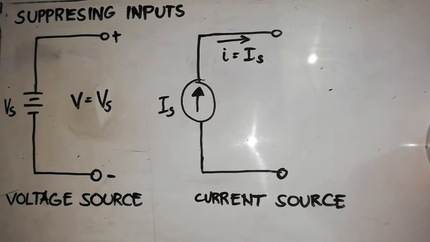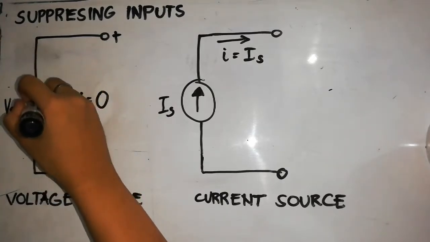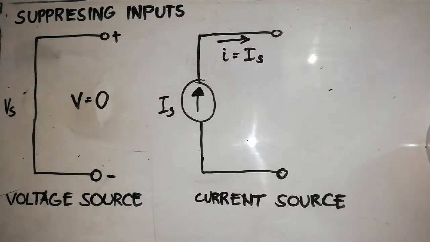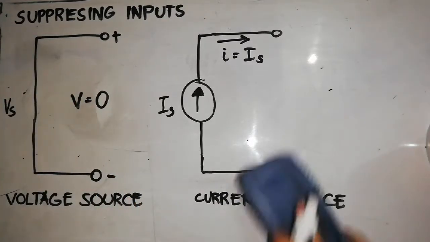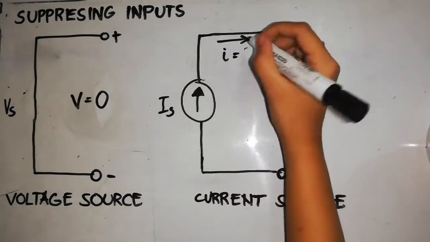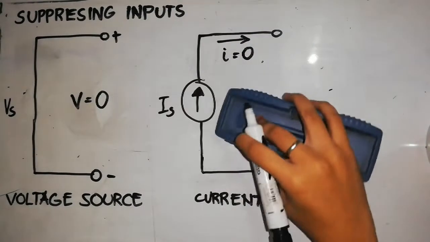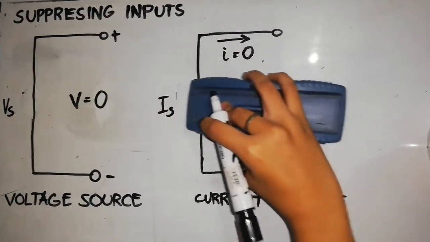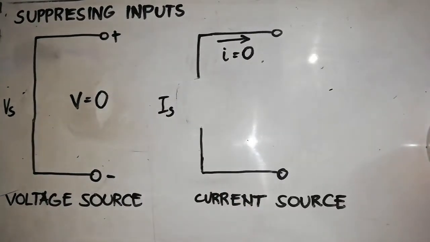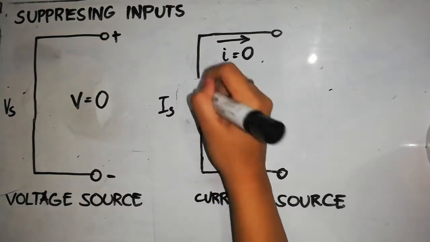What does it mean to turn off a voltage source? It means we set the value of V equal to 0. This is the same thing as replacing the voltage source or the battery with a short circuit. Turning off the current source means that we have to set the current equal to 0. That's the same as replacing the current source with an open circuit. In the next two schematics, one of the voltage inputs has been turned off by replacing it with a short circuit.